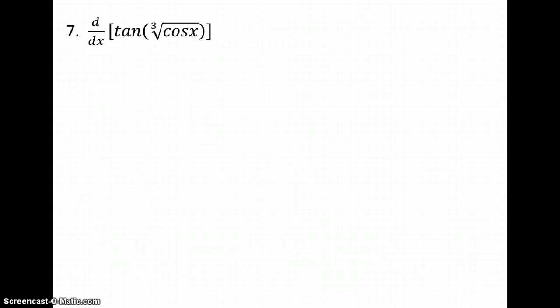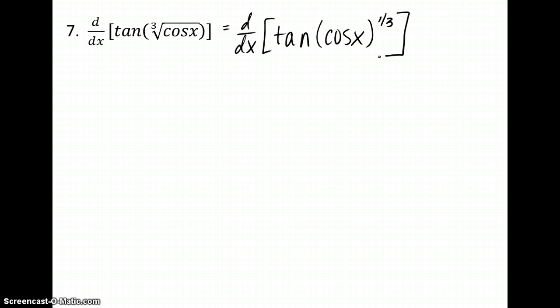Lastly, find the derivative of this function. This is not product rule because there's only one x here. So the only thing we can do, the cosine x is being raised to the 1/3 power, so that's important to see for the chain rule. So now when we look at x, we're taking the cosine of x, we're raising that function to the 1/3 power, and then we're taking the tangent of that entire expression.